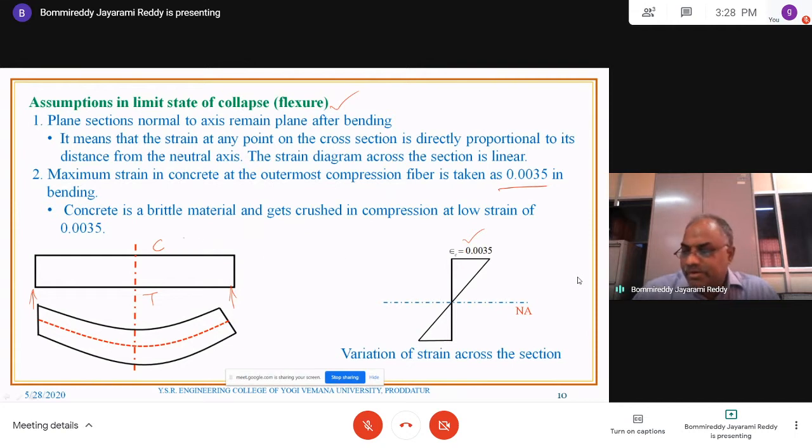Okay, and concrete is a brittle material and gets crushed in compression at a low strain of 0.0035. So it's a brittle material and the strain is also very low and it will fail at that point. We consider only the strain up to 0.0035. Beyond that, we are not going to consider the strain in the analysis.